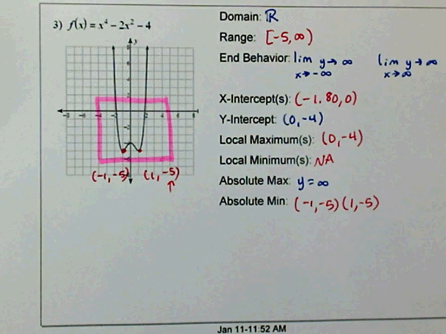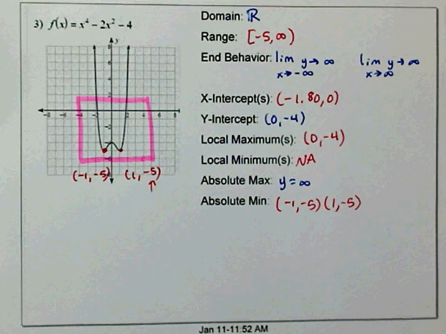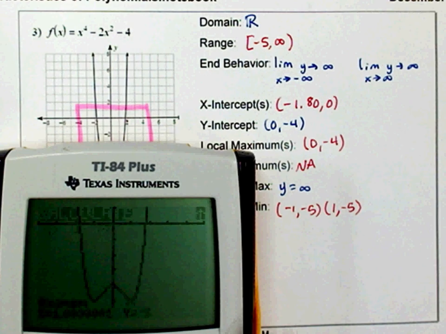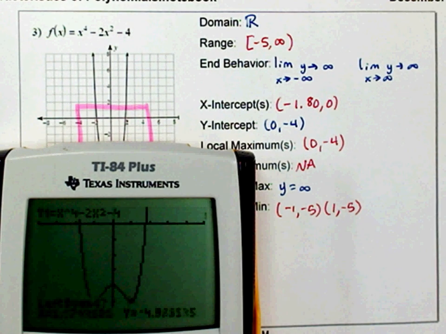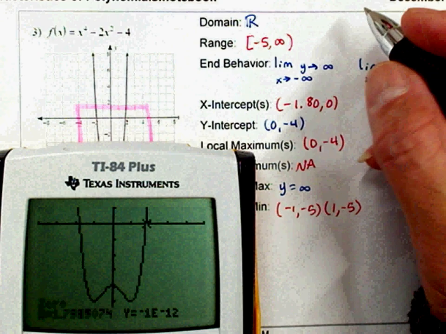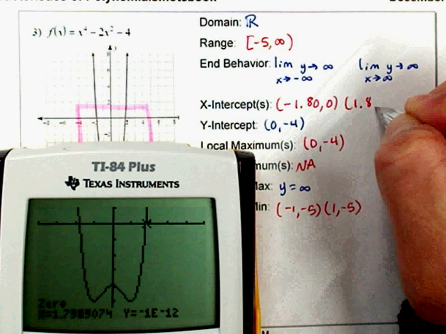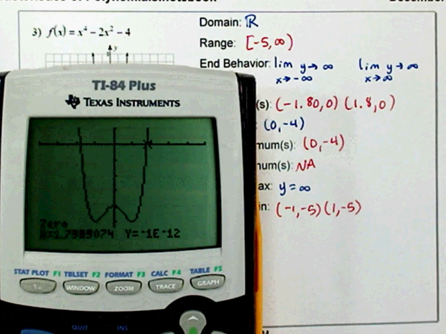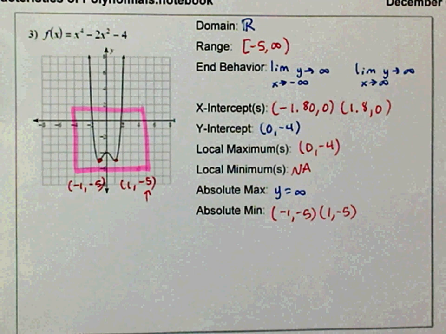Oh, wait. I got to go find one more. I should have 2. Let's go find the other one. Second calc, 0. I'm to the left of that. Point to the right of that. Enter. So the other one is 1.8, comma 0. See e to -12? Same as a 0. Alright, so there's your example 3. Let's go to example 4.